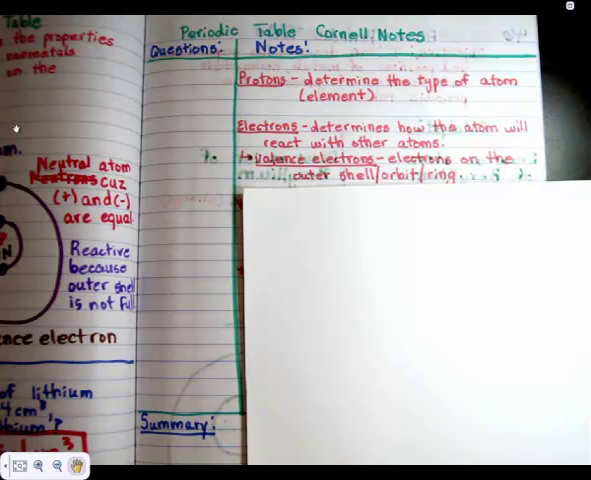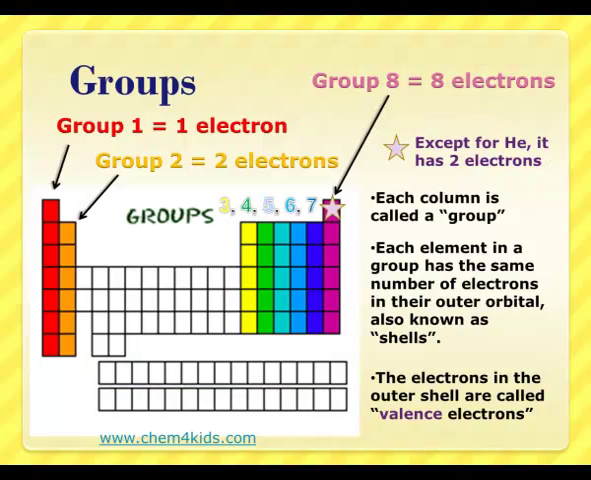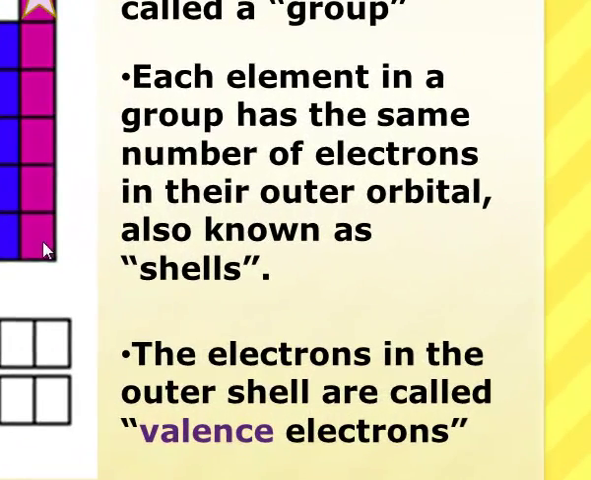Valence electrons are the electrons on the outer shell, and that is what we look at to determine how reactive an element is. For example, most of the elements on the periodic table are reactive, which means that their outer orbital is not full. They can still hold more electrons. There is only one group that is non-reactive, and that is group 18. The elements in group 18 have a full outer shell. They cannot hold any more electrons. Therefore, they do not react with any other elements.